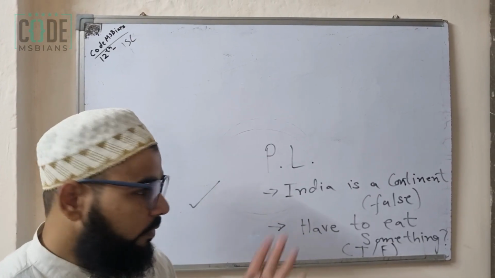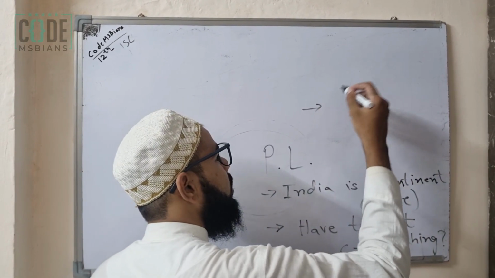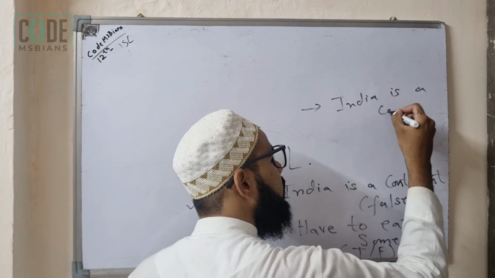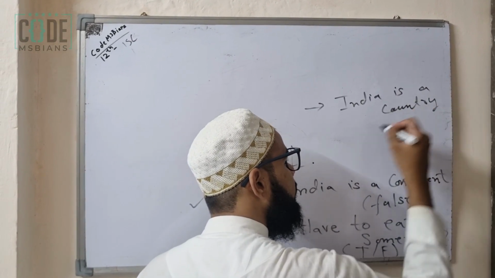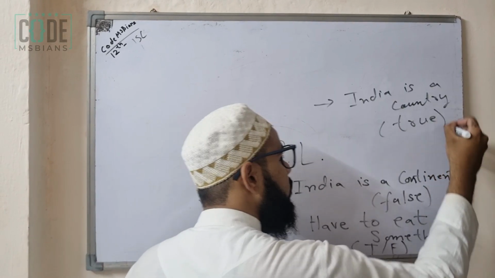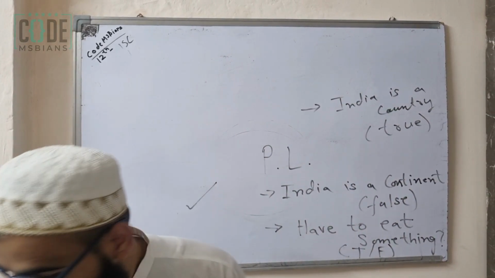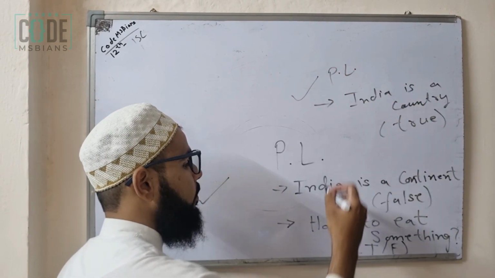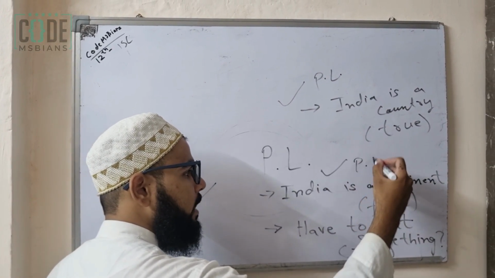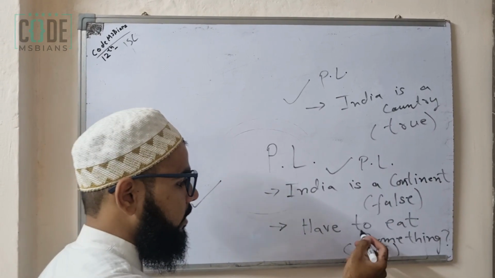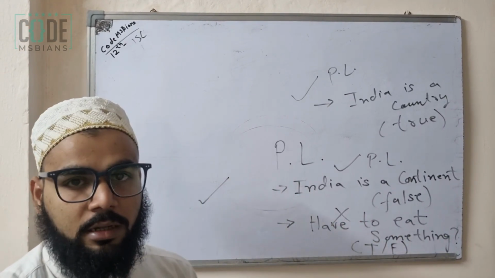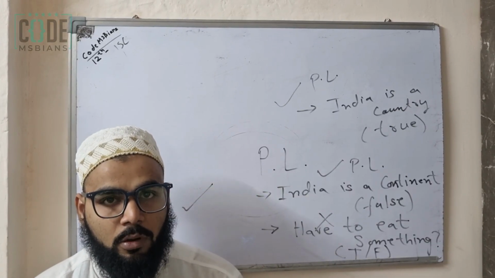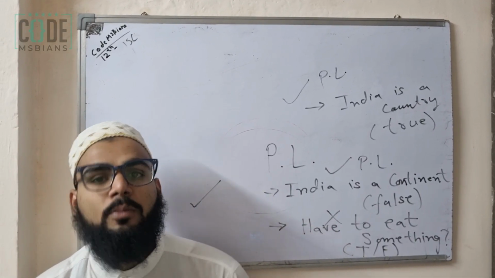So, a statement must be true or false. For example, India is a country. Now, this is true, right? This particular statement falls under the category of PL, which is propositional logic. This will also fall under the category of PL. And this doesn't fall under the category of PL. So please make a note here that a statement will either be true or false. It will never be both.